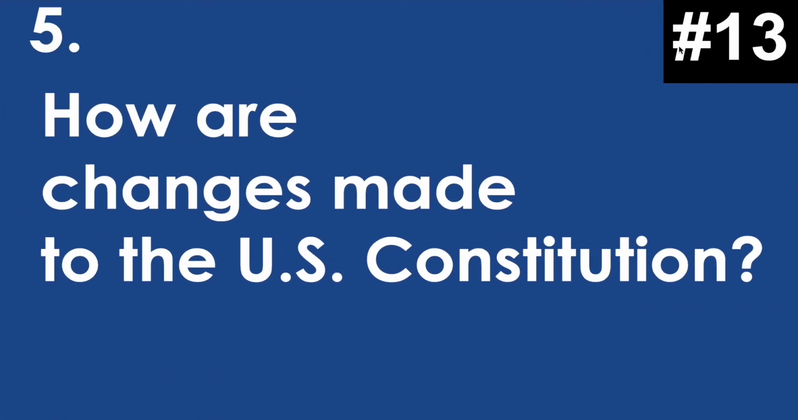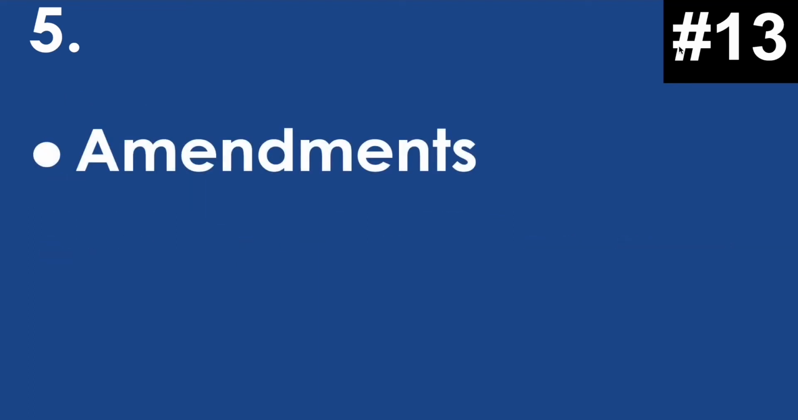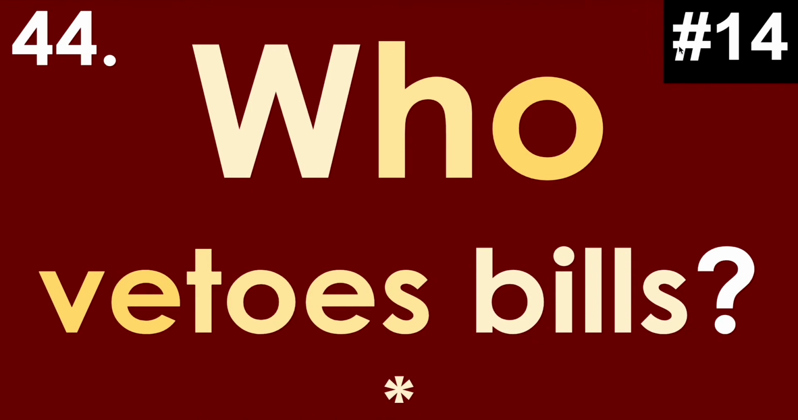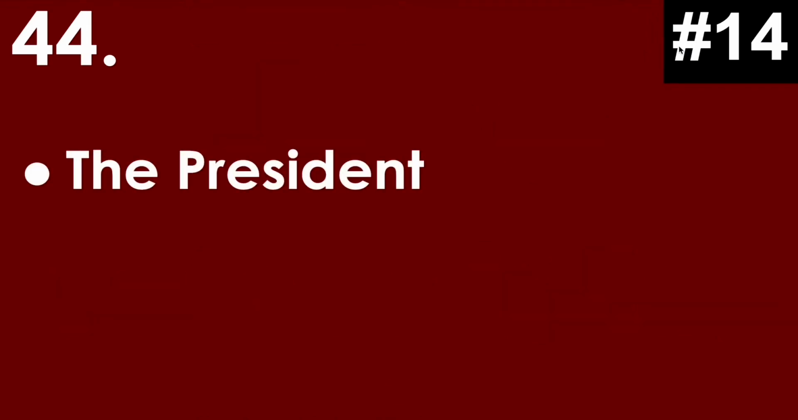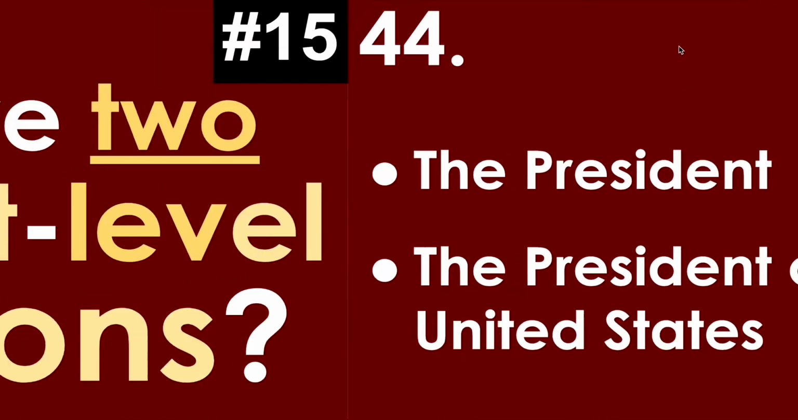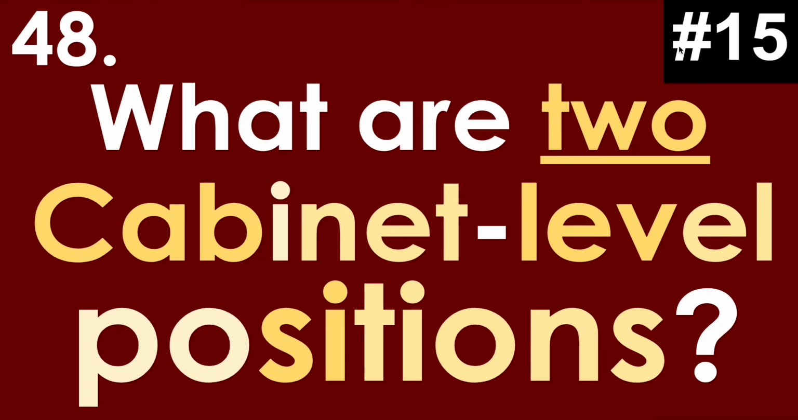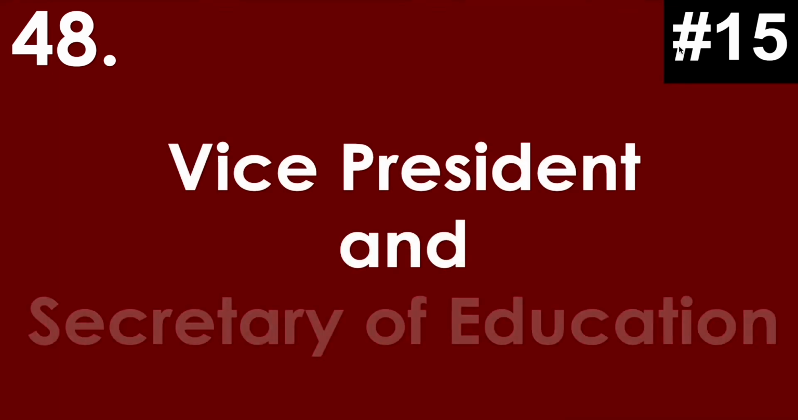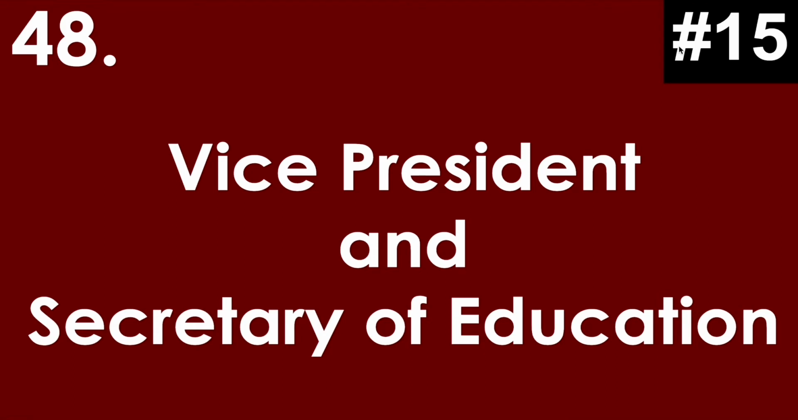How are changes made to the U.S. Constitution? Amendments. The amendment process. Who vetoes bills? The President of the United States. What are 2 cabinet-level positions? Vice President and Secretary of Education.